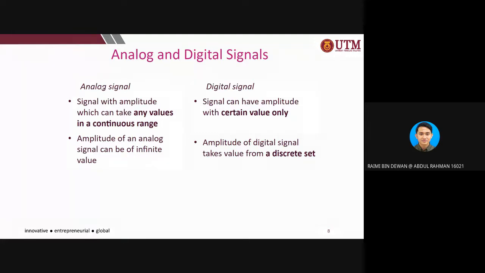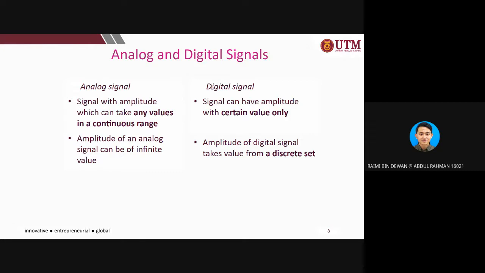Then you have analog signal and digital signal. This one, if you take digital electronics, is already familiar. A signal with amplitude which can take any value in a continuous range means an analog signal. It can have many values, for example within time 1 maybe amplitude 1, time 2 amplitude 3, and so on. It can have any value. The amplitude of an analog signal can be of infinite value.